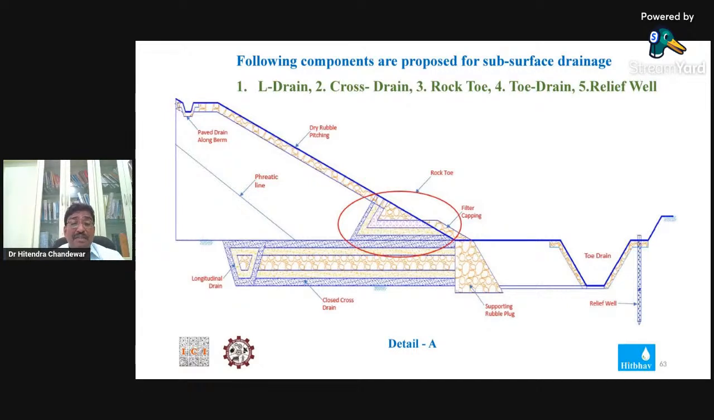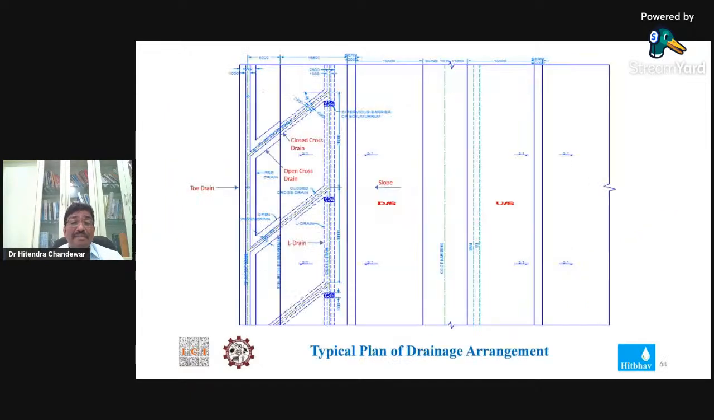Now you come to the plan. You will find this is the entrance within the earthen bund, and the cross drains make an angle of about 45 degrees. This is how the seepage from this area gets collected into the toe drain through the cross drains. This is the general arrangement for the drains, the entire arrangement.